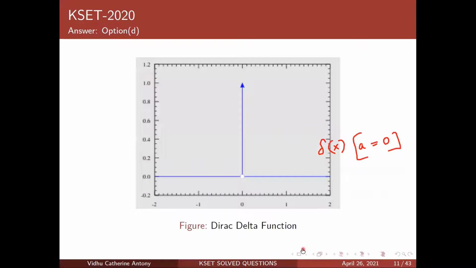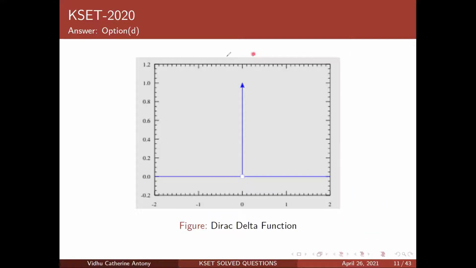Okay, now let's look at this. One of the points that I want to tell you is this. When your x tends to plus or minus infinity, the function goes off to 0. The Dirac delta function that we were talking about goes to 0. Why? It's only at a particular point, say 0 or say a point A, that you have a peak value. Other than that, this function goes to 0 when x tends to plus or minus infinity.